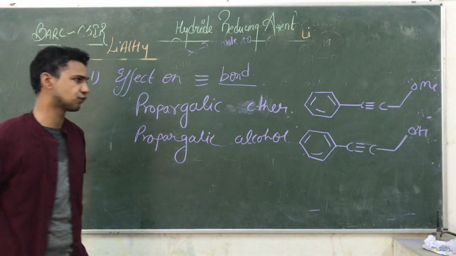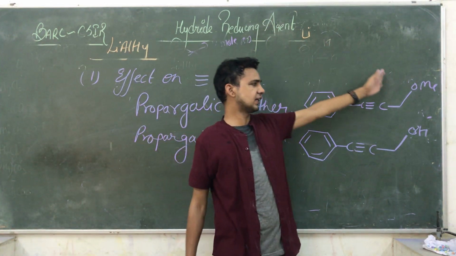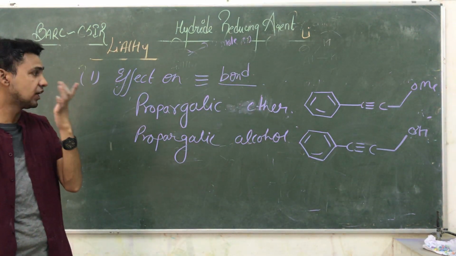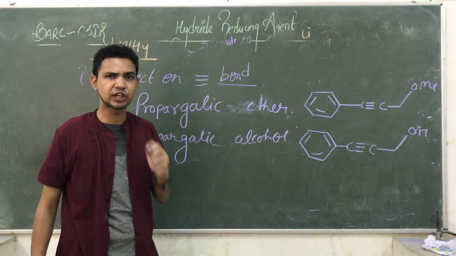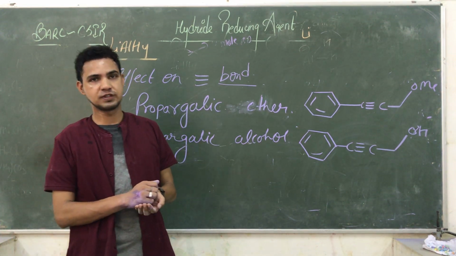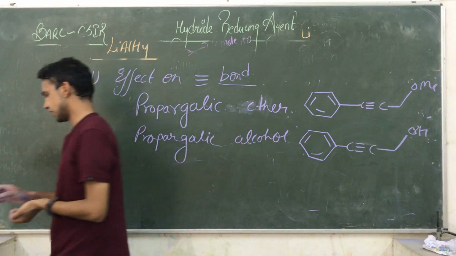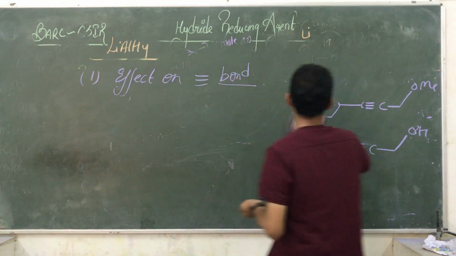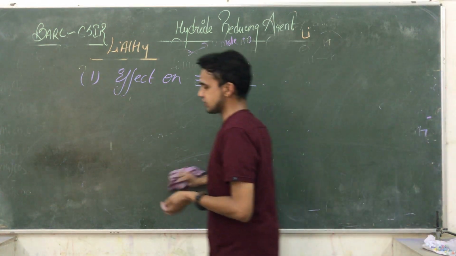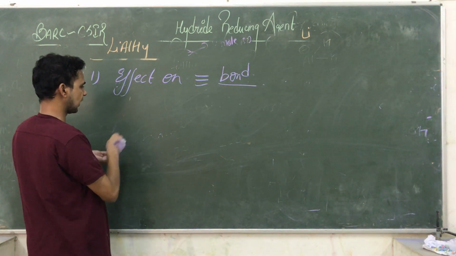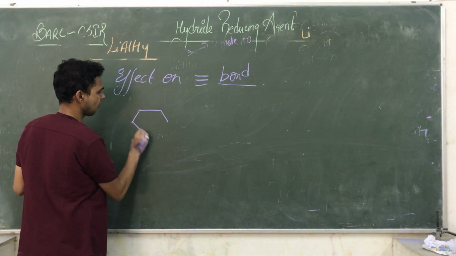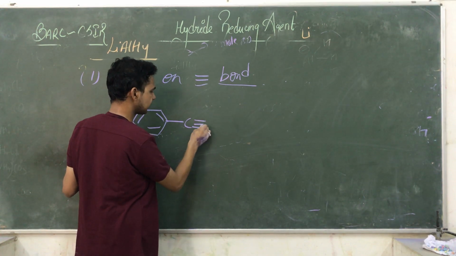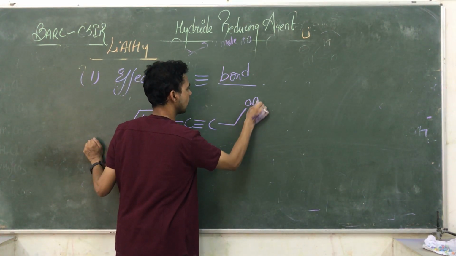But which kind of product is formed? When propargylic ether as well as propargylic alcohol are affected by LiAlH4, they give you an alkene. And which kind of alkene? E-alkene, or we say trans alkene. See the reaction. So that is the special feature of these compounds. We are taking here propargylic, okay, carbon triple bond carbon and it is O and E.